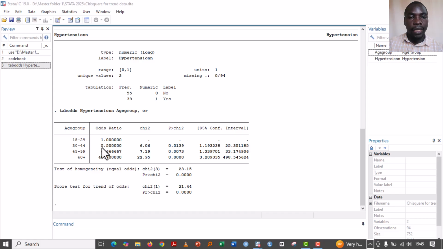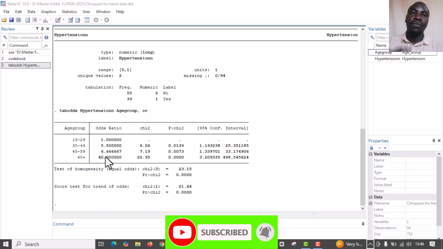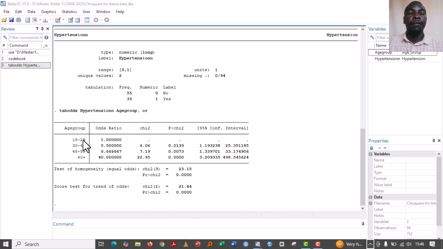So if we are to interpret this odds ratio of 5.5, we would say people aged 30 to 44 years are 5.5 times more likely to have hypertension compared to those aged 18 to 29 years. Same thing if we are to interpret the odds ratio of 40, people aged 60 years and above are 40 times more likely to have hypertension than those aged 18 to 29 years. This is just hypothetical data generated to illustrate how this test is run.